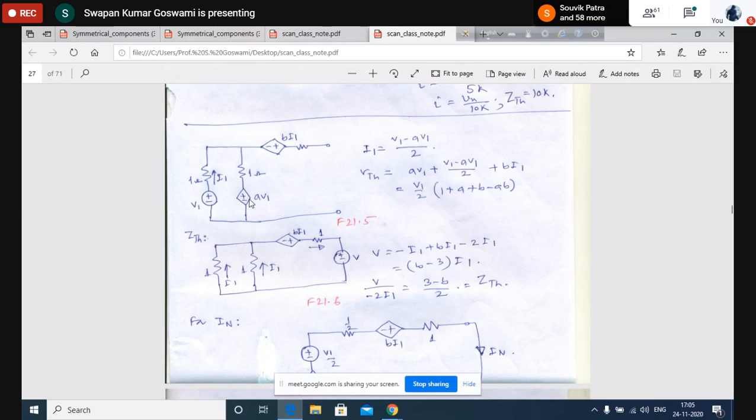When you are writing the expression for V Thevenin, obviously these two terminals are open. If the terminals are open, what will be the current flowing through this branch? Zero current. That means the I1 will flow downward through this. Is it clear?